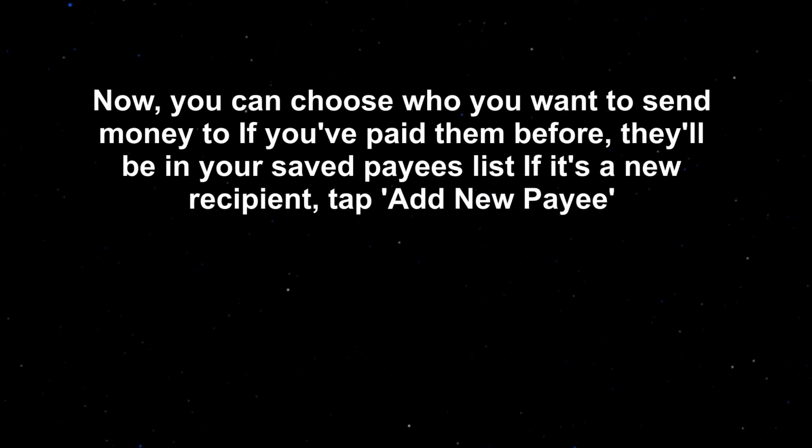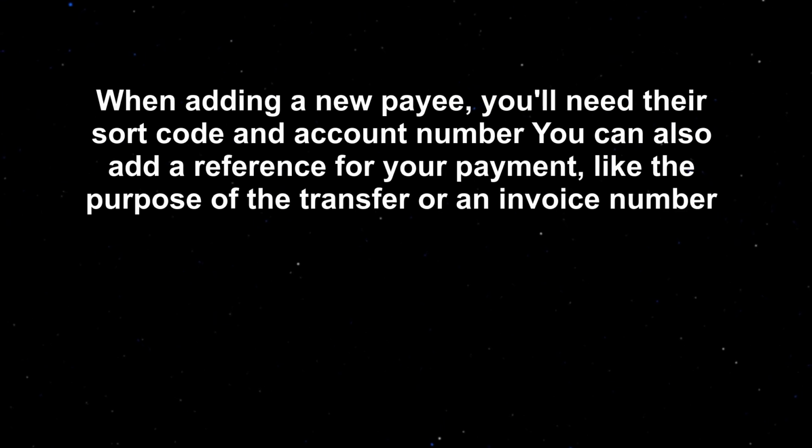Now, you can choose who you want to send money to if you've paid them before. They'll be in your saved payees list. If it's a new recipient, tap Add New Payee. When adding a new payee, you'll need their sort code and account number. You can also add a reference for your payment, like the purpose of the transfer or an invoice number.